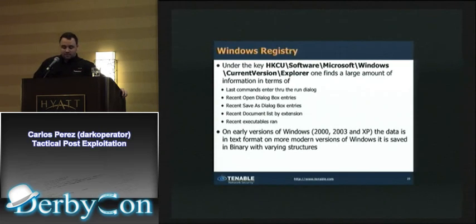There's the open dialog box and the save as dialog box. The save as dialog box, every time you do a save as, it will save a history of the last 10 files saved by extension. So in other words, when I go under that key, I'm going to see a bunch of .exe, .txt, .xml, .xls, and I can then enumerate all of those documents.